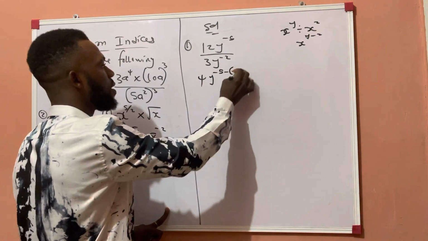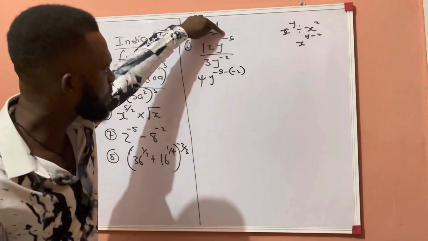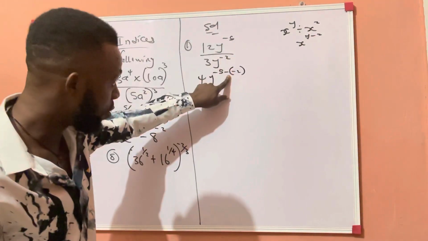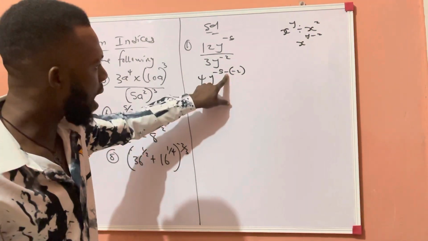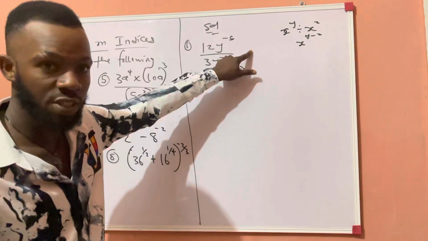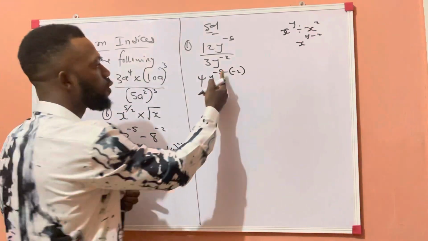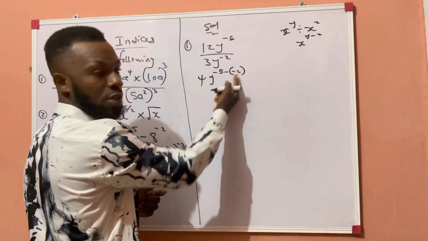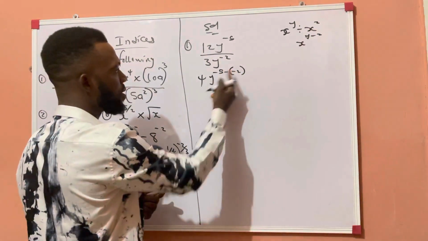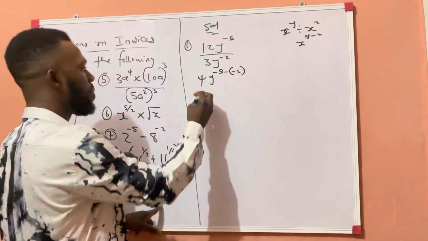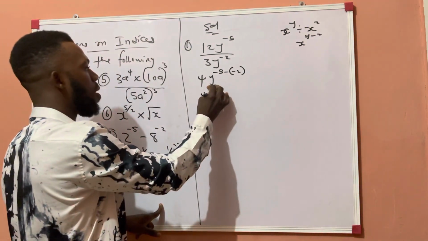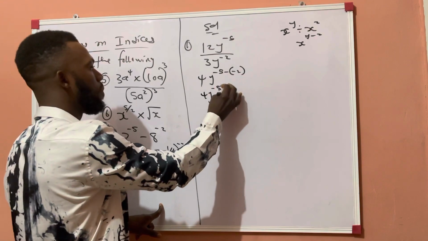Now this becomes, in the brackets, the first power minus 5 minus 2. Now remember, how did I get this minus? From the division sign. Now you will notice that I have two negative signs, minus minus. So when you multiply, minus times minus gives us plus. So here it becomes 4y raised to the power of minus 5 plus 2.